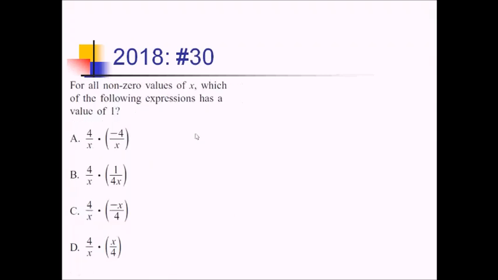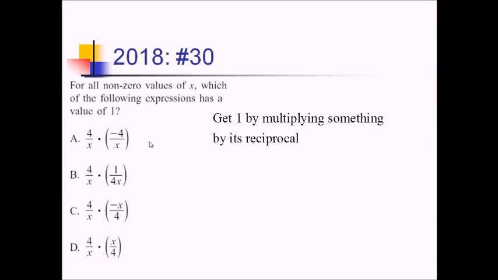For number 30, for all non-zero values of x, which of the following expressions has a value of 1? Now, in general, the shortcut on this problem is to realize that you get a value of 1 by multiplying something by its reciprocal. There's lots of other ways you could get 1, but all of these things have multiplication involved. Now, if you want to do it the long way, you can just go choice by choice and see what it multiplies out to. Now, remember, you're multiplying straight across, and you can cross-cancel when you do fractions.